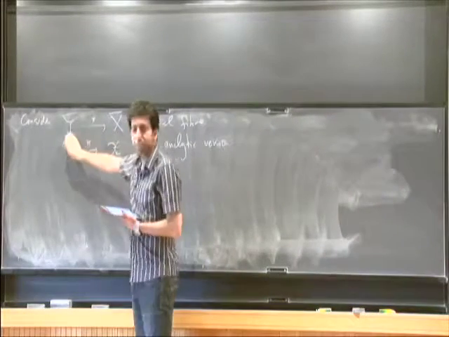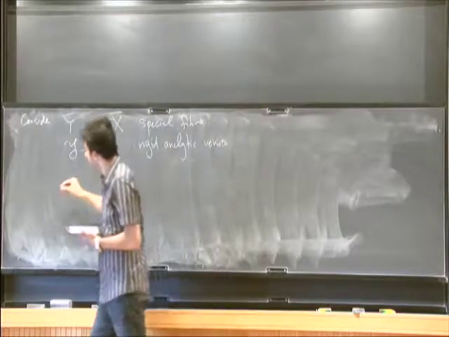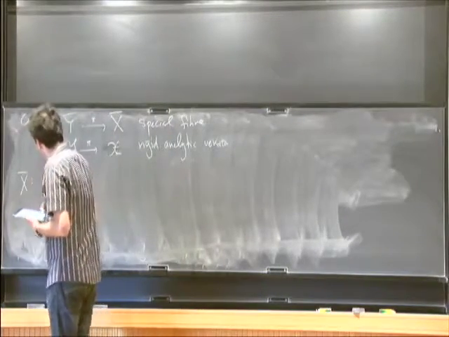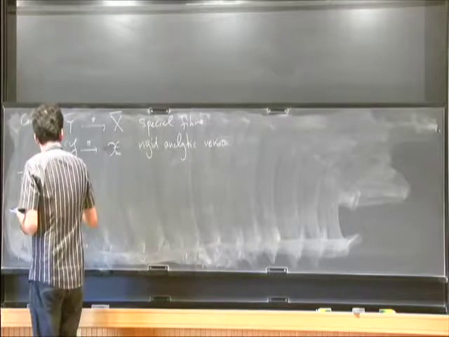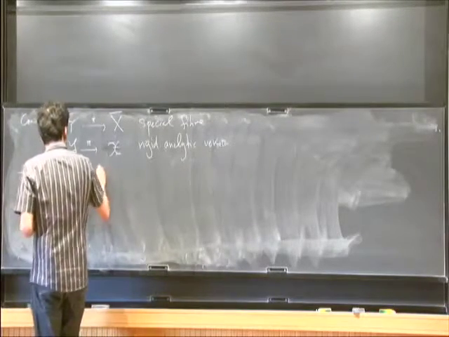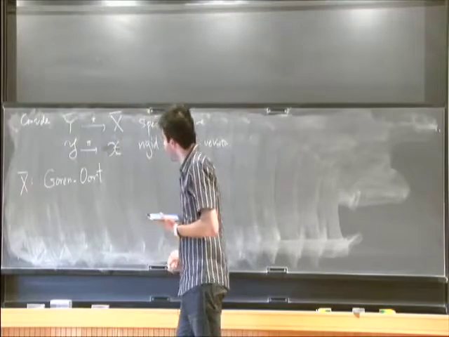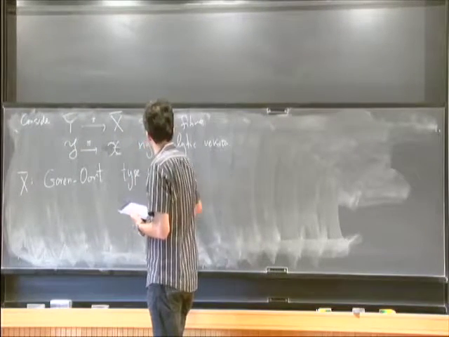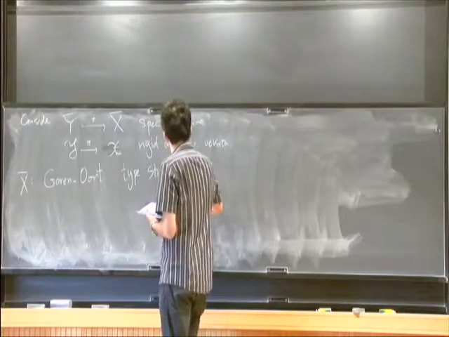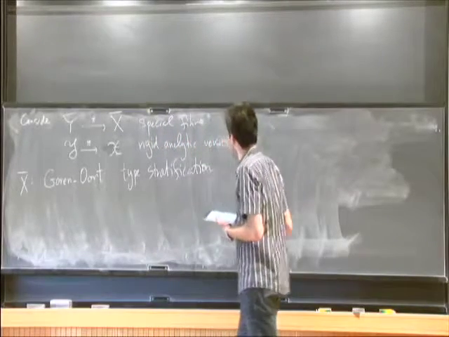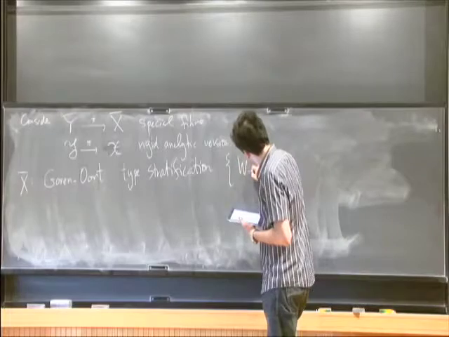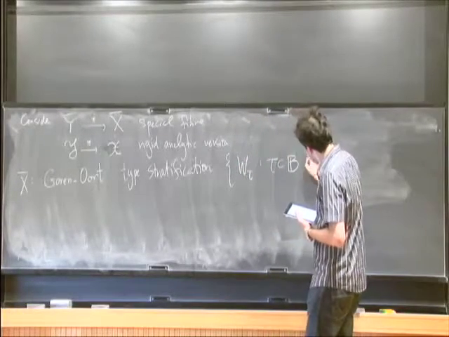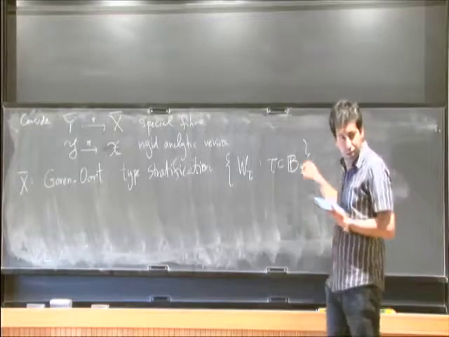So I want to tell you about X bar and Y bar. Okay, for X bar, this was studied by Goren and Oort, and they defined a type stratification W tau. Tau is a subset of this B.